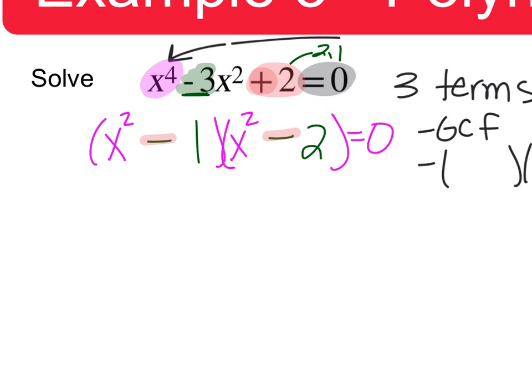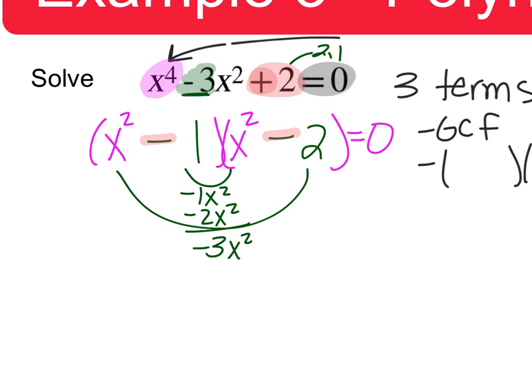And we can do a quick check in the middle and the outside. So this will give me -1x squared. This will give me -2x squared. And if I combine those, that's -3x squared. And that is my middle term. So it's okay if you don't have just an x squared here in the first term. If you have 3 terms, you can still piece it apart and factor it into 2 sets of parentheses.